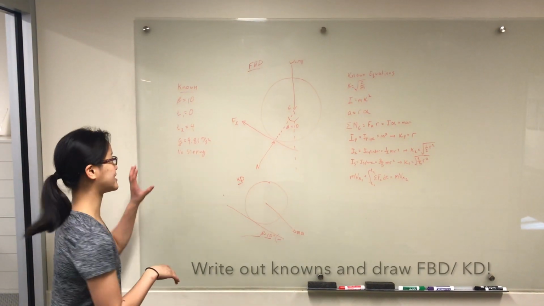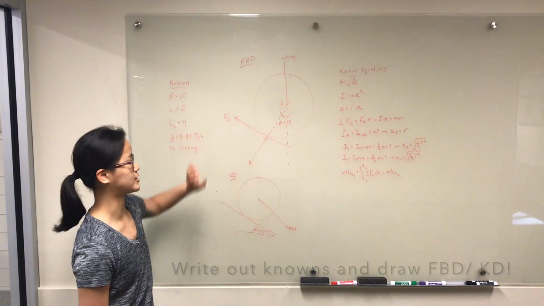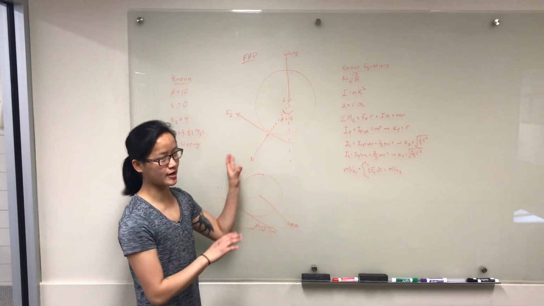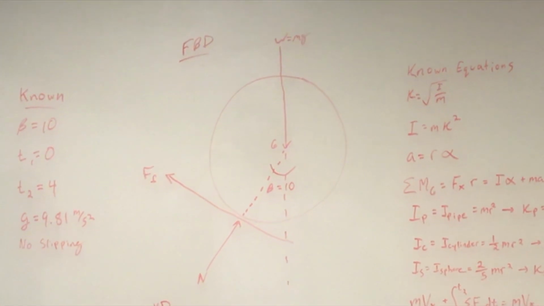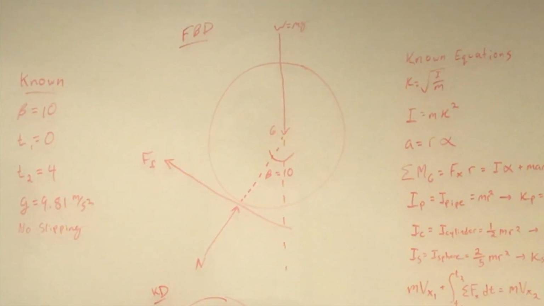So we started by writing down all of our knowns and all of our known equations, and we created a free body diagram as well as a kinetic diagram. In our free body diagram, there's only one because we assumed that the objects were already in motion, so that none of them are touching, so they're all the same.